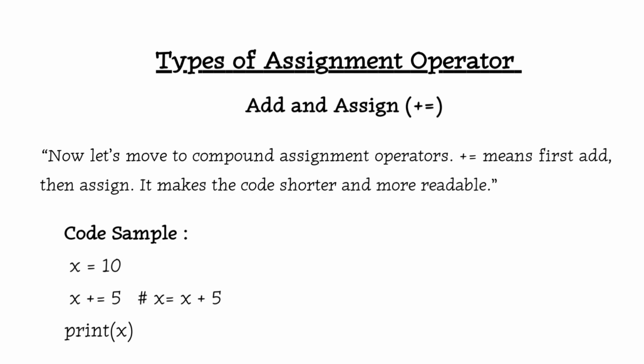Here I will explain the evaluation. x += 5 means I am doing the operation x = x + 5. As the evaluation will be x = x + 5, the result 10 plus 5 is assigned to x, so the result will be 15 over here. So this is how the add and assign operator exactly works.